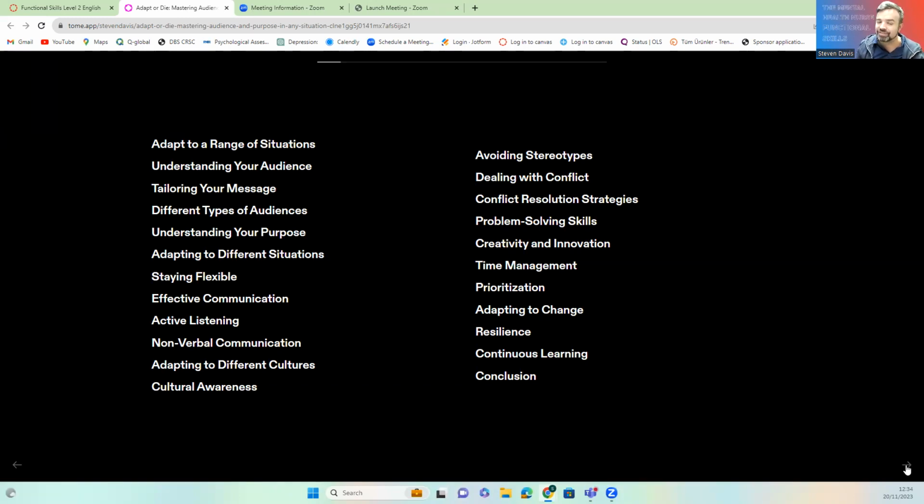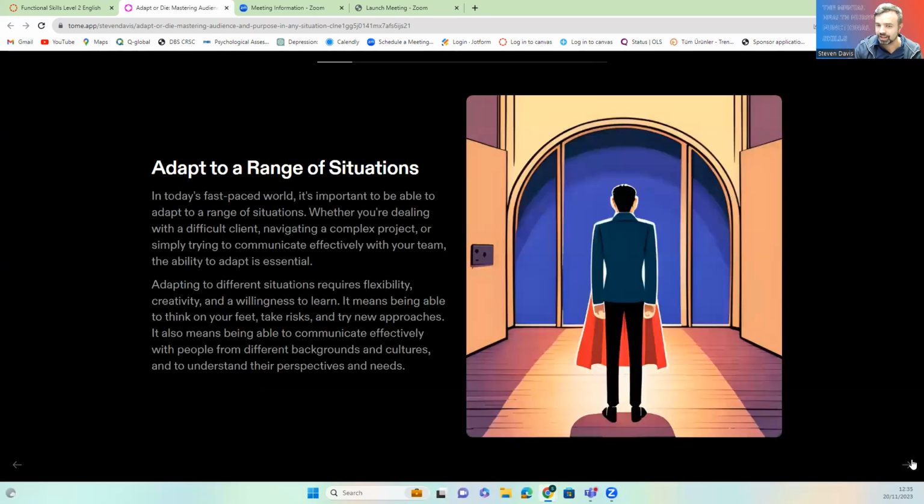Effective communication, active listening, non-verbal, adapting to different cultures and cultural awareness. We'll then move over to avoiding stereotypes, dealing with conflicts, conflict resolution, problem solving, creativity, time management, prioritization, adapting to change, resilience, continuous learning and conclusions. So quite a lot to cover in this session. So let's start off with the first slide here. We need to adapt to a range of situations.